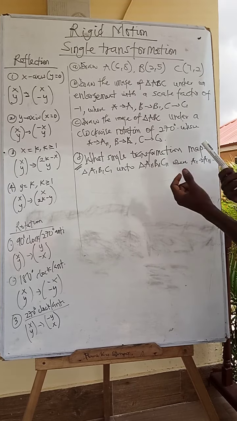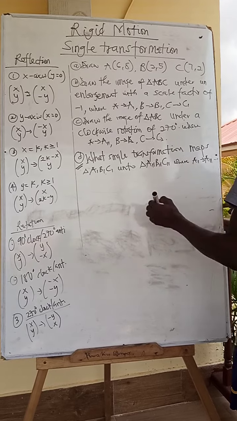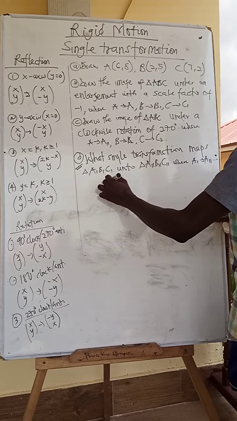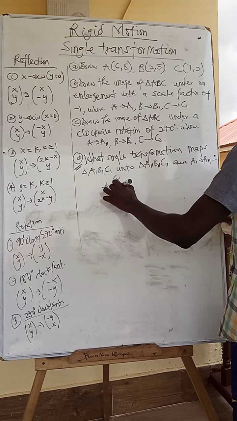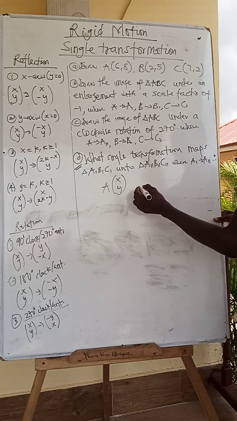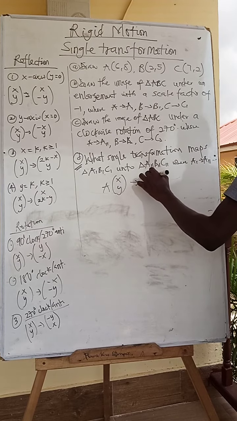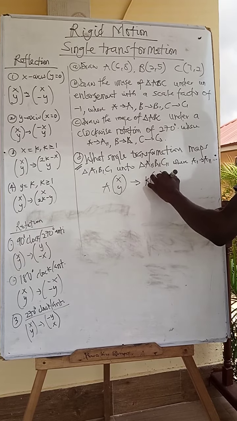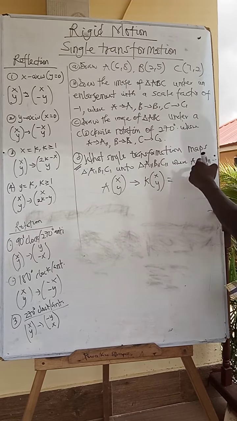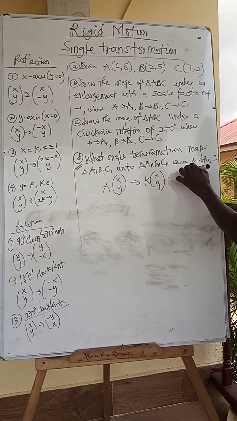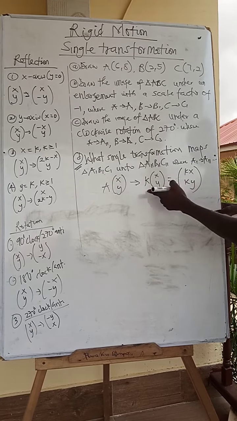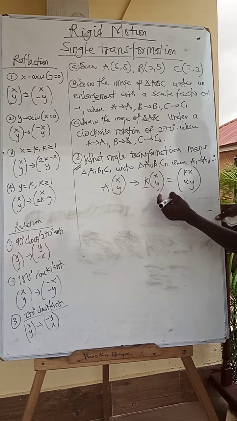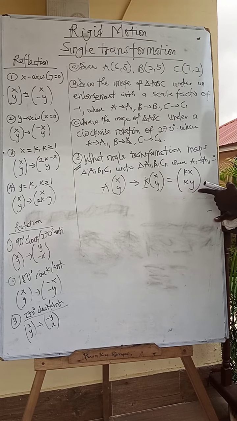-1. So this is something that seems to be new. Here we are doing enlargement with a scale factor. So we have a point, let's say X and Y as our point. Let's say our scale factor is K. Yes, so our scale factor is K. It is multiplying X and Y. So we have KX and KY.